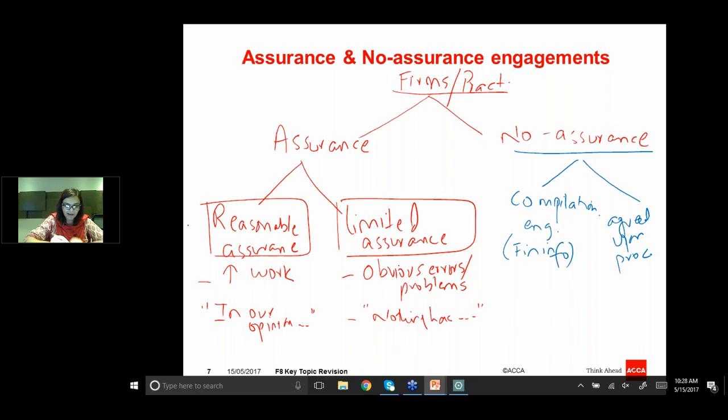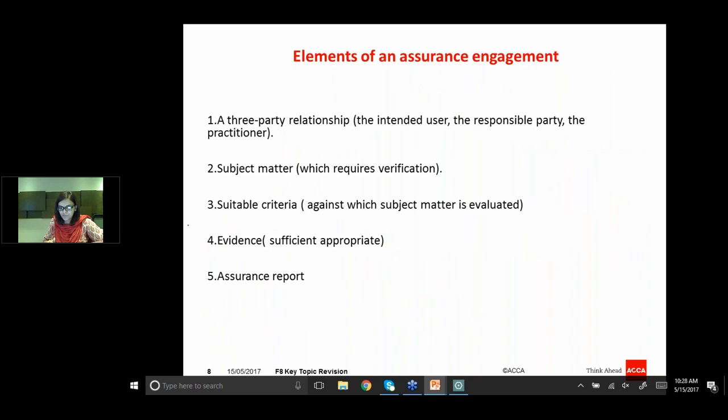Before I take questions, I need a bit of technical information about what an assurance engagement is. So a quick revision. An assurance engagement is any engagement in which there are three parties, there's a subject matter, there's suitable criteria, you gather evidence and you give a written conclusion. So five elements of an assurance engagement.